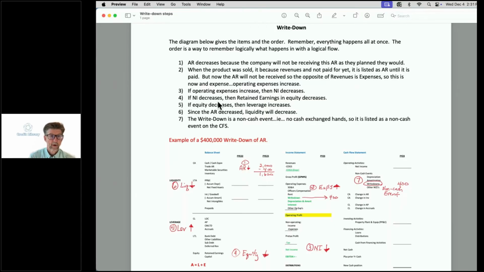So that's a write down, how to understand it, how to navigate it on the financial statements to know if there's a write down, depending on the size, how much of an impact is it going to have on the financial statements.